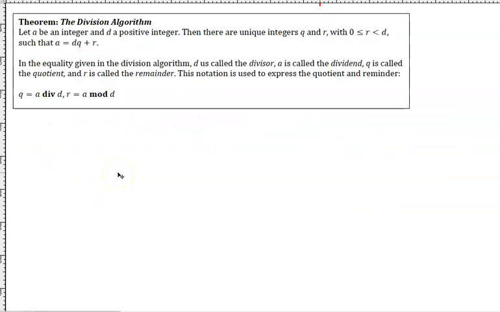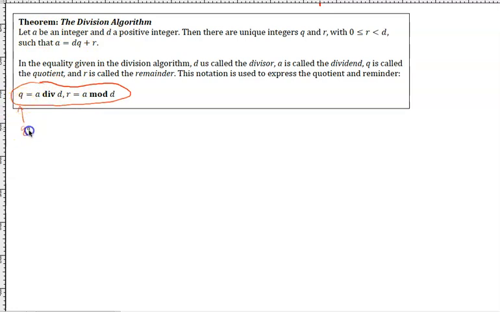Okay, so let's introduce some more language of division. The division algorithm, it's called. We're going to introduce these terms right here. If we divide, we have an integer a and a divisor d. So a is called the dividend and d is called the divisor. If you divide a by d, then you're going to get a quotient.